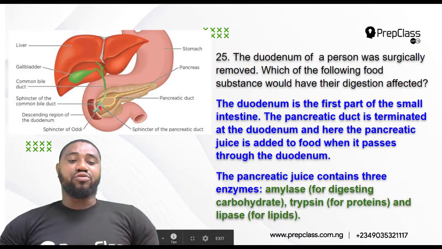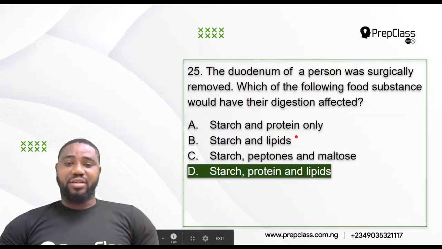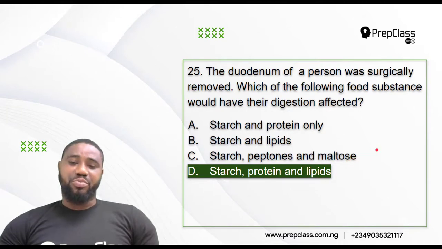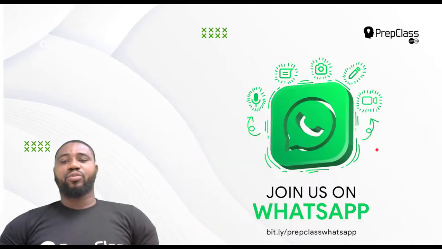So if it's removed, you can see that digestion for carbohydrate, protein and lipids will be affected. So your best answer is D. Digestion for starch, which is carbohydrate, protein and lipids will be affected.